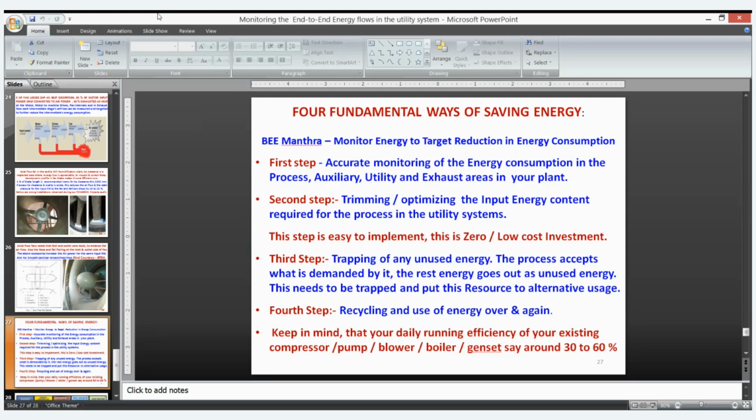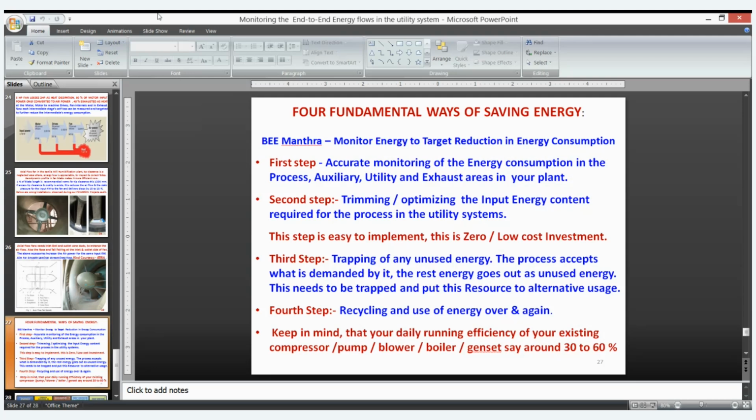That needs to be trapped and it is to be used. It's a low grade heat, but definitely it is worth the usage asset. So fourth is the recycling and usage of energy over and over again. Recycling is definitely becoming an important area or domain for achieving the circular economy.